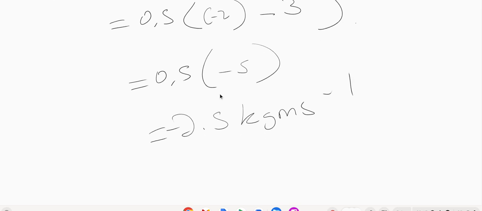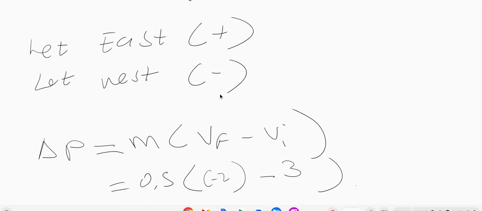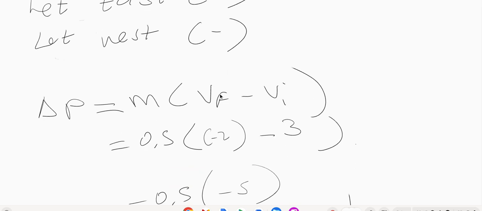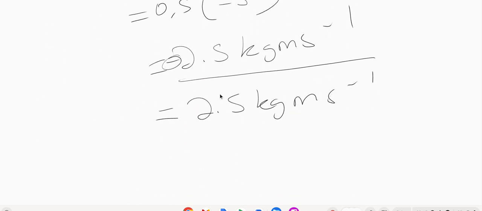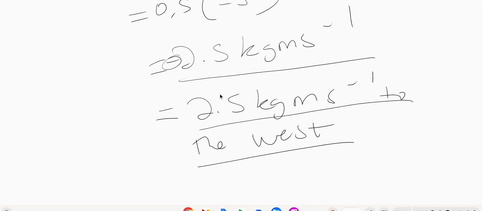Remember the units for the change in momentum. But remember, this sign is for direction. So to remove this sign, we'll say 2.5 kg meters per second, and since we have chosen negative to be west, a negative answer means it's to the west. So we'll say 2.5 kg meters per second to the west. So that's how we go about doing this calculation.